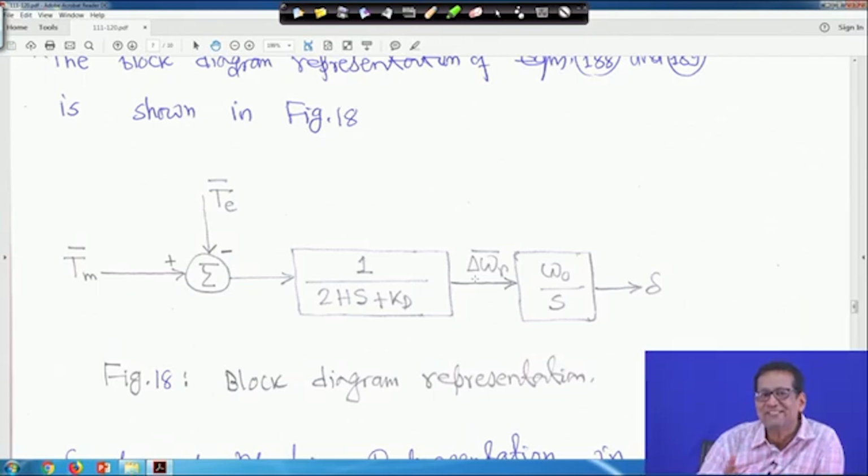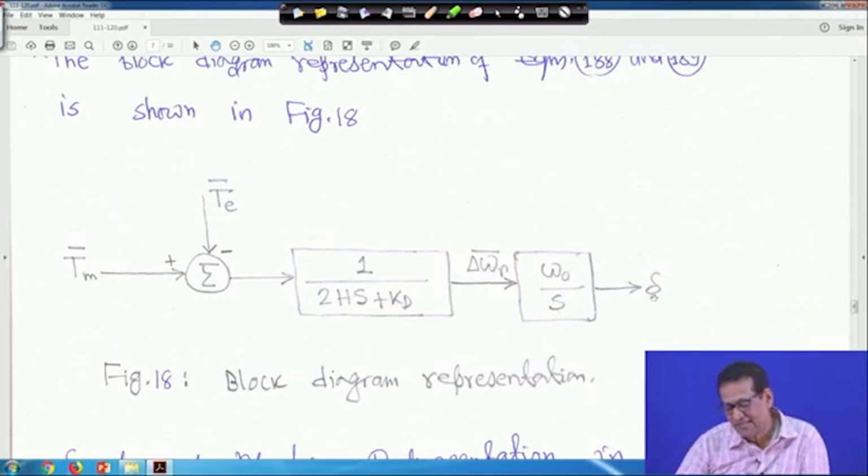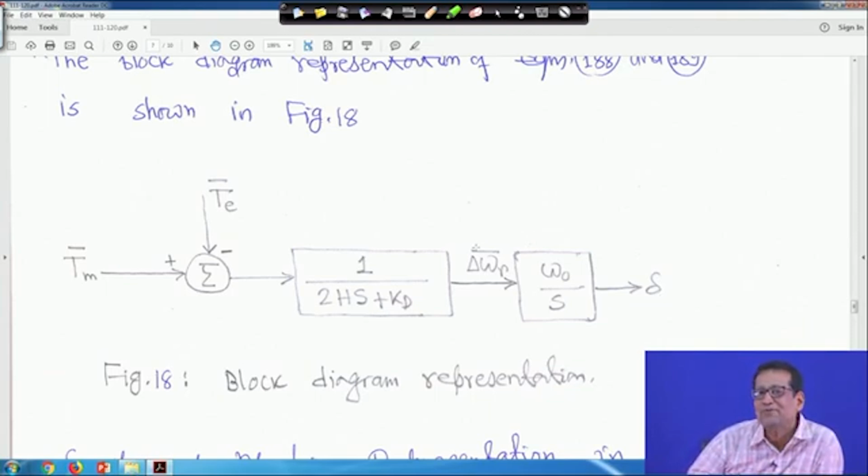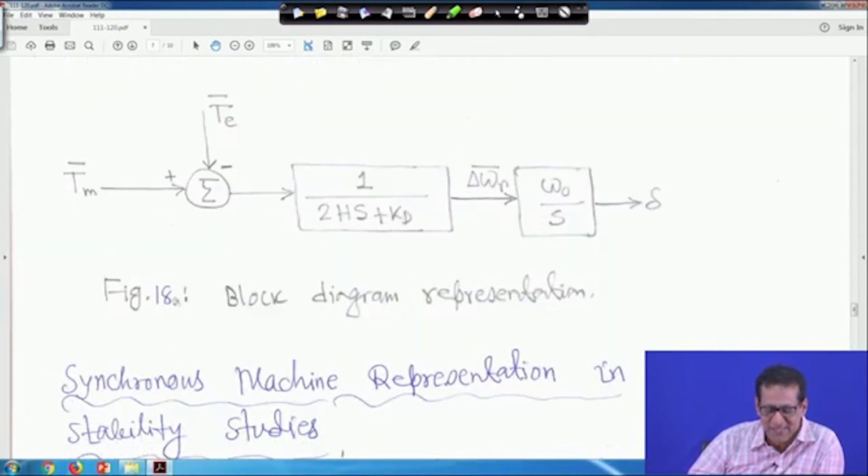I mean, just step by step it will grow. Later you will see it will be a very big model, just hold on, slowly and slowly it will keep growing step by step. So, this is then we can write Tm bar, and this is a minus T bar, and in this block diagram you put 1 upon 2Hs plus Kd, this output is delta omega bar, and omega 0 by s, and this output is delta. So, up to this there is no problem at all, it is very simple. This is my figure 18, that is the block diagram representation.